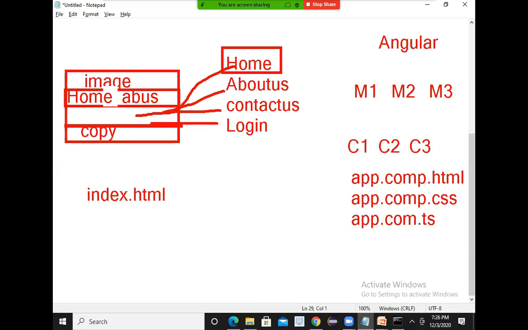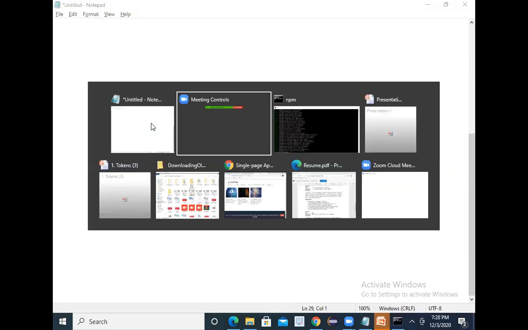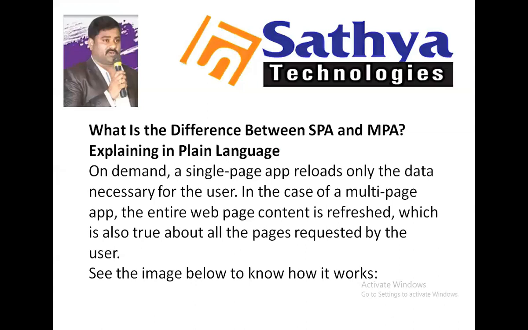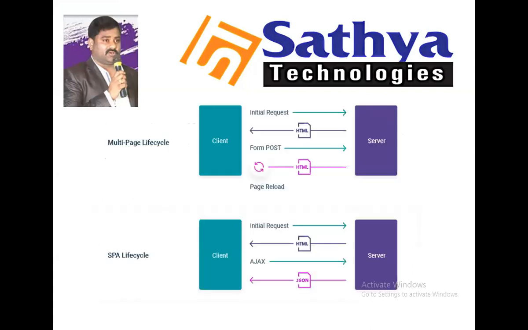In a dynamic web application, the content will change, the data will change. But in multi-page application, along with the data, the page also will refresh. In single page application, only data will come from the server, the page will not reload or refresh. That is the advantage of single page application. Yes or no? On demand basis, a single page application reloads only the data necessary for the user. In the case of multi-page application, the entire web page content is refreshed. Is it clear?